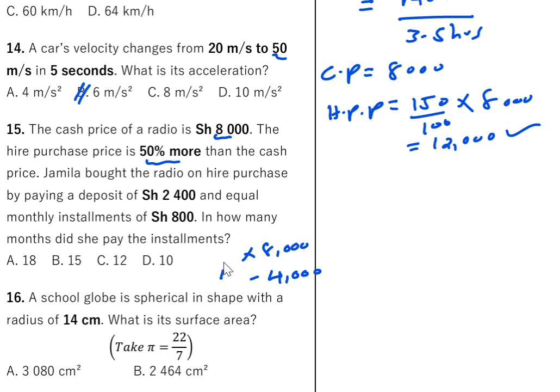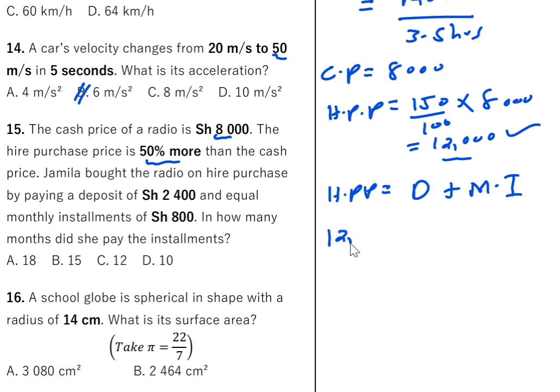So we continue. Here we know that higher purchase price is equal to deposit plus monthly installment. So the higher purchase price here is 12,000. So 12,000 is equal to the deposit, which is 2,400, plus monthly installment, which is 800 shillings multiplied by, you don't know how many months, so you can call it X, because you don't have the number of months. So I'm going to collect like terms together. Take 2,400 to the left, it becomes a minus. So 12,000 minus 2,400, you see the answer is 9,600.